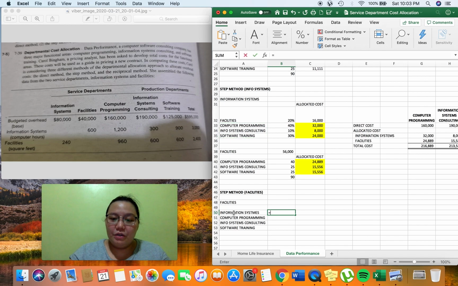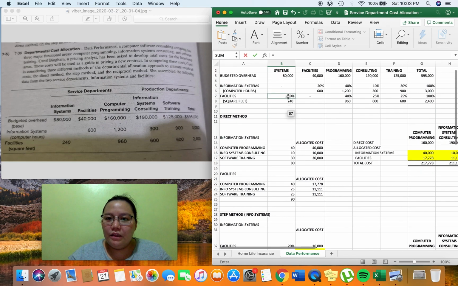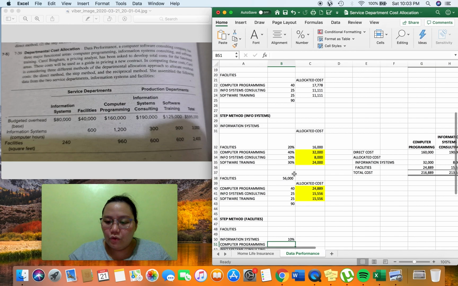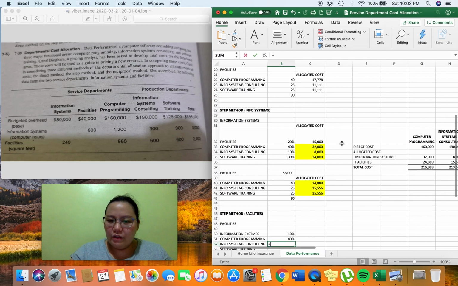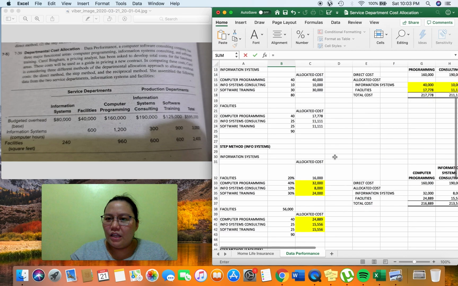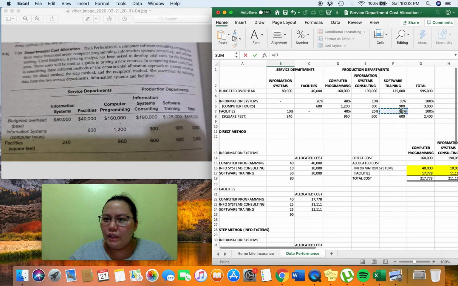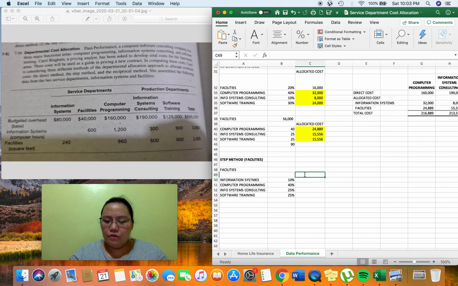We can use the percentages, diba? Mas madali na yon. So, we have 10%. Tapos, for programming, we have 40%. Information systems consulting, this is equal to 25%. And then, for software training, we have 25% as well. Diba? So, ngayon, our allocated cost will be computed as follows.